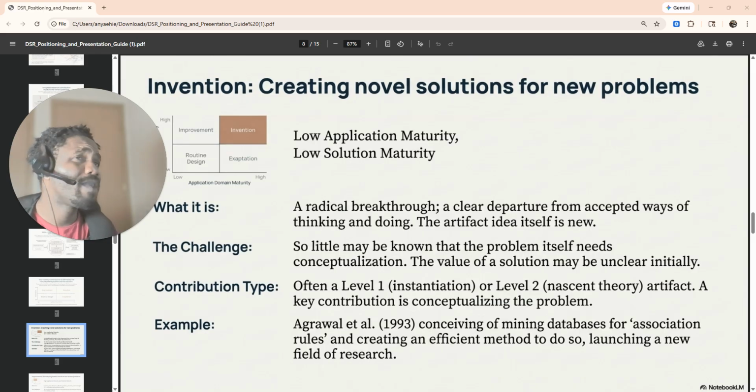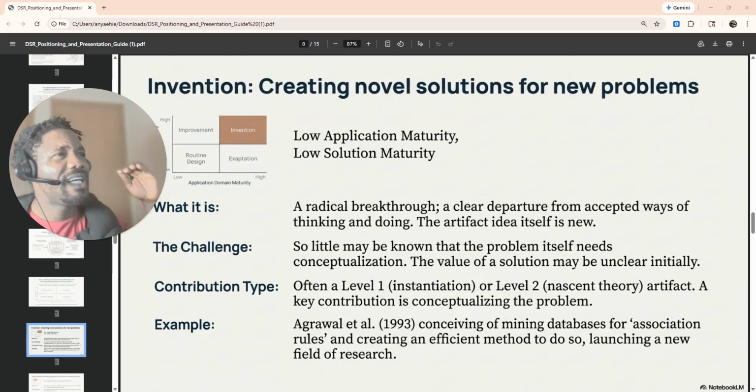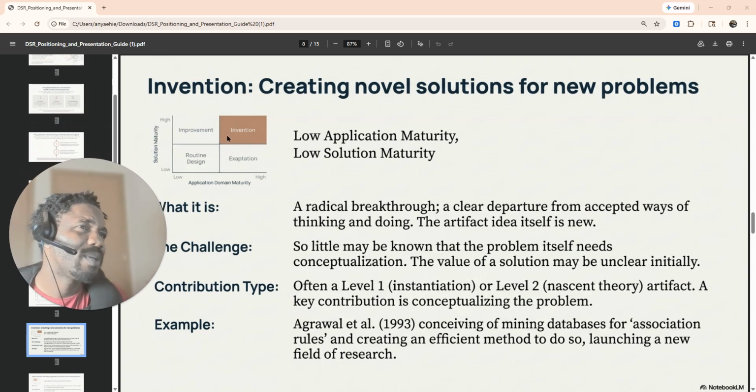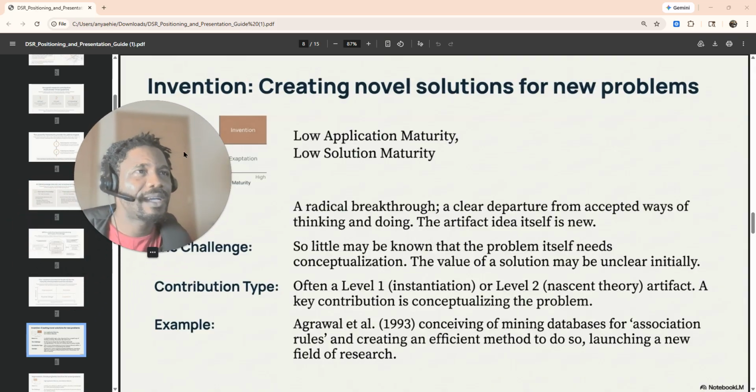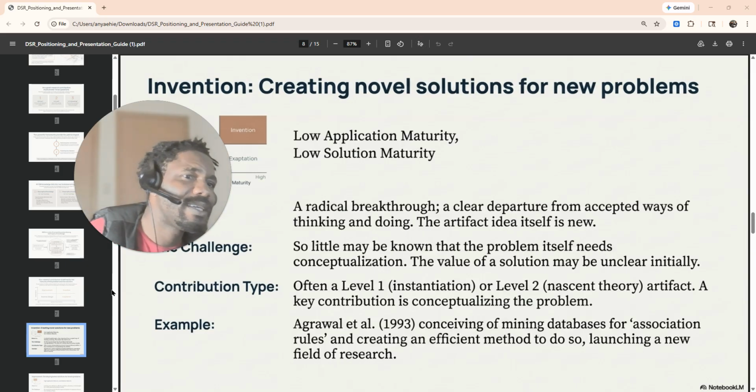A great paper that actually talked about this is Agarwal et al. 1993, conceiving of mining databases for association rules and creating an efficient method to do so. So here, you're just coming up with something new, and you can see the application maturity is low, and solution maturity is also very low. So that's the idea here. On the next slide, that's slide 9.